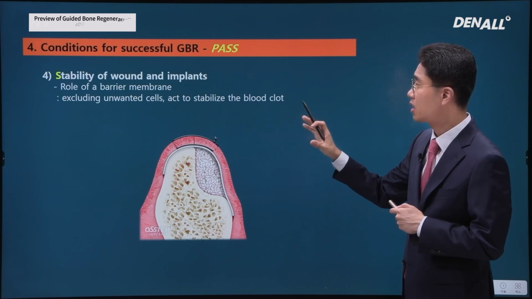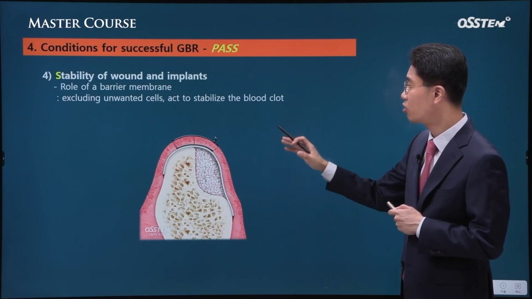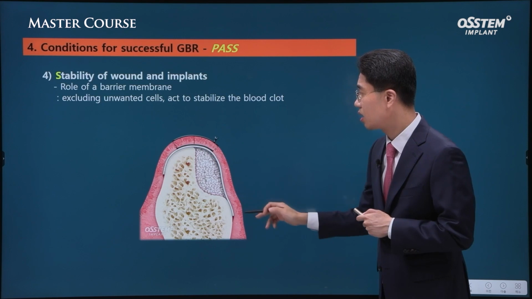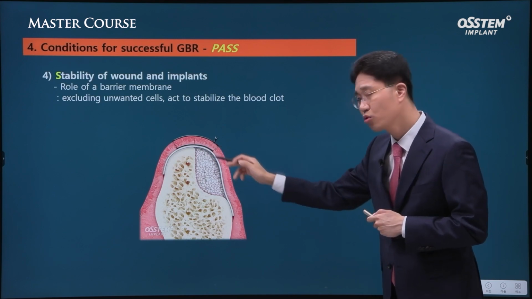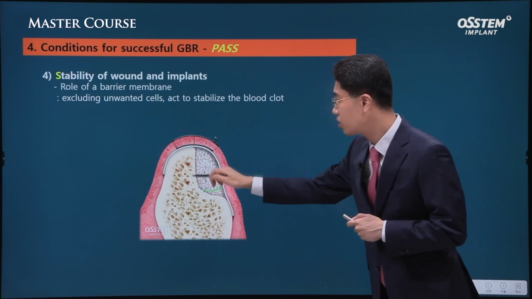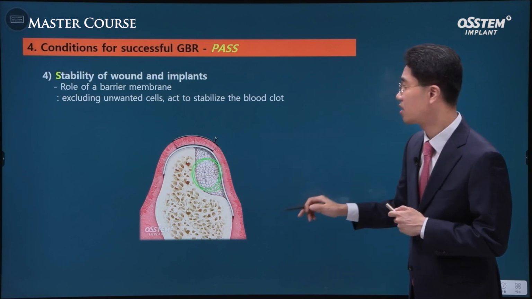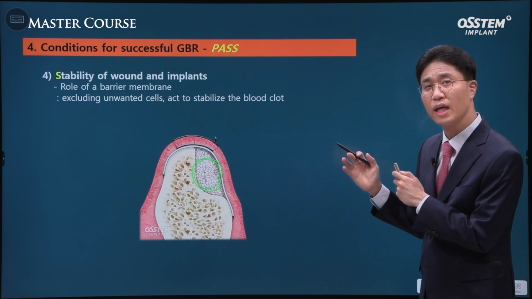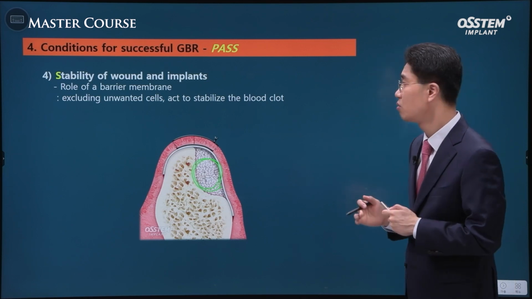We need to make sure that the surgical site is stable and fixed. You can do different types of suture or screws so that this surgical site does not move. This is necessary to get the desired effect.